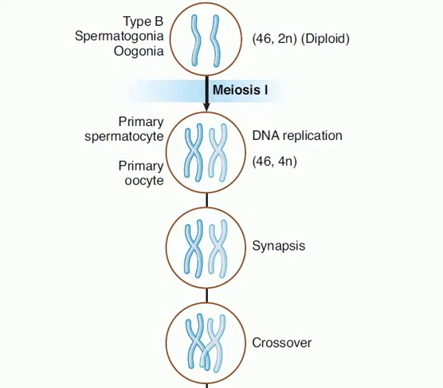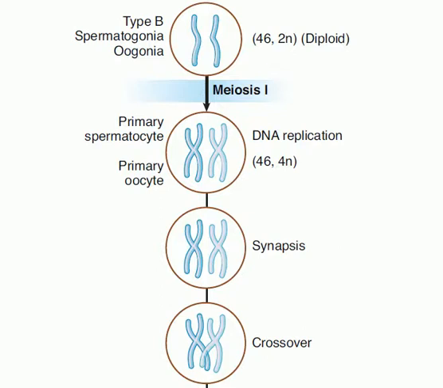Now, the process of producing the gametes is known as gametogenesis, and this occurs through a process known as meiosis. And meiosis is a two cell division process. First, there is the first meiotic division, and then there is the second meiotic division.